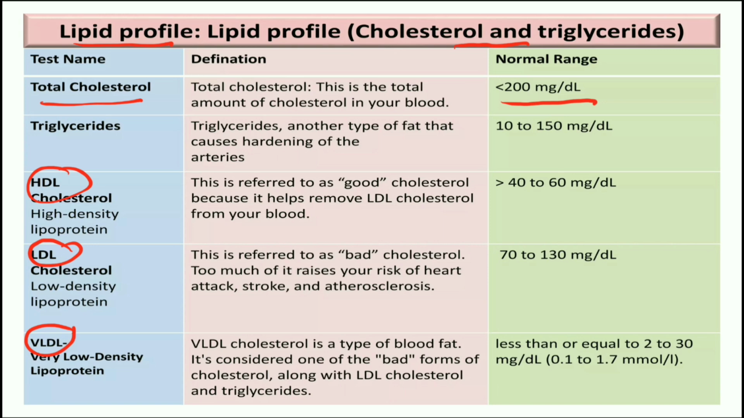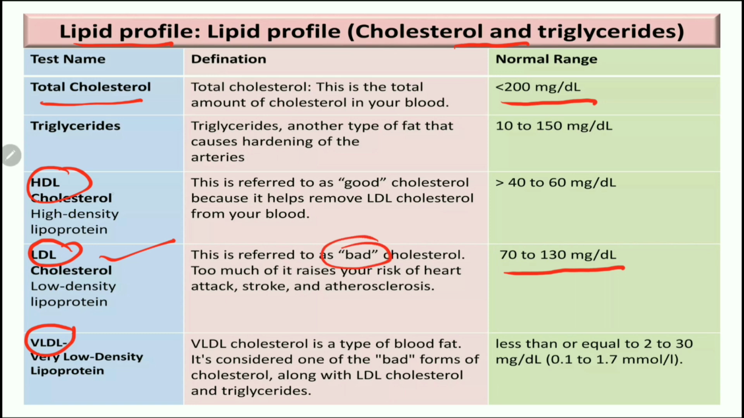The next parameter is low density lipoprotein. The normal value of low density lipoprotein, which is also called LDL for short, should be between 70 to 130 milligram per dL. The main function of LDL is to deliver excess cholesterol from the liver to the blood vessels and to the walls of the blood vessels, which can stop the flow of blood, which can lead to stroke or atherosclerosis. That is why LDL is described as bad cholesterol.